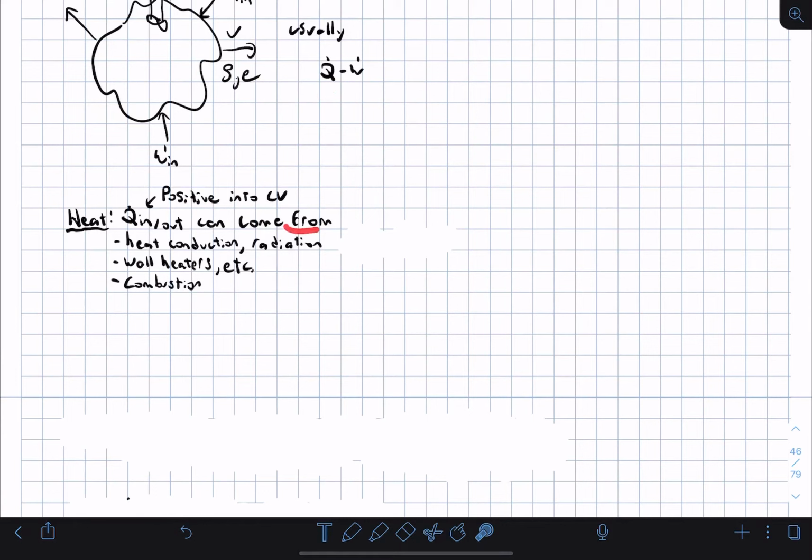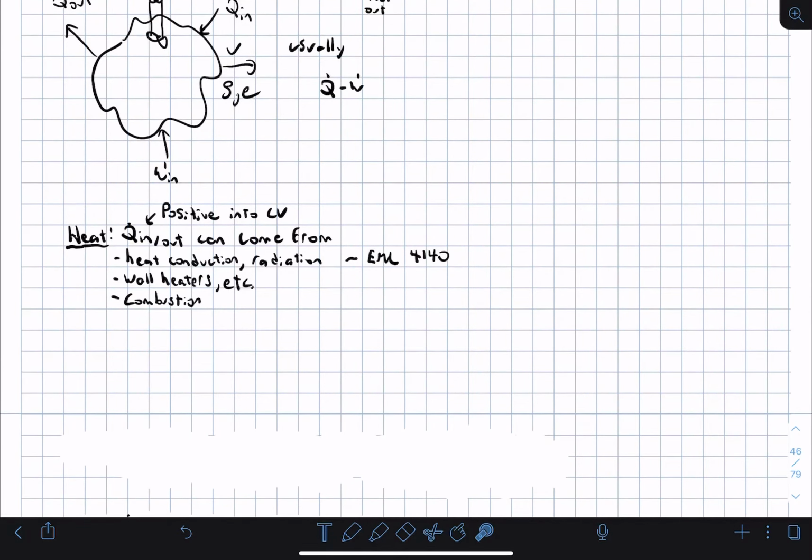And this heat can come from heat conduction, which you'll learn in your heat transfer class, thermal radiation, which you will learn in heat transfer class, when that is EML 4140. It can come from wall heaters, etc., even combustion. Okay.